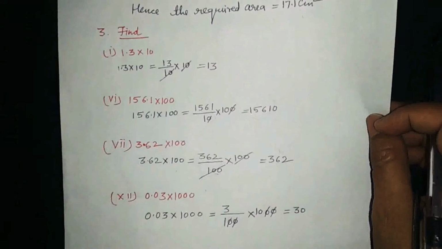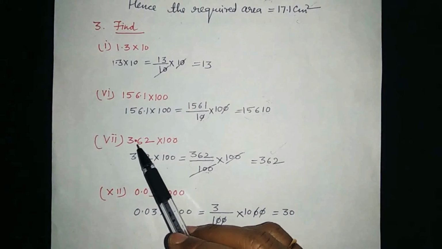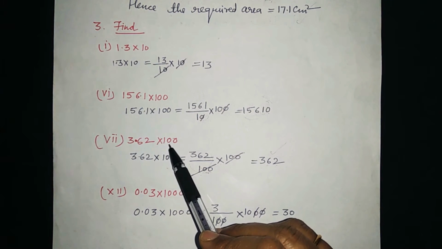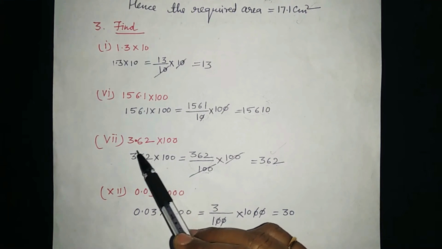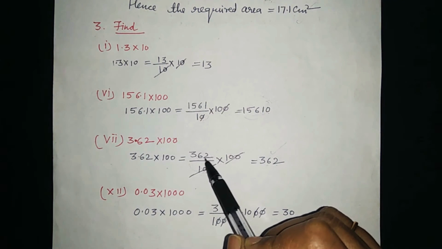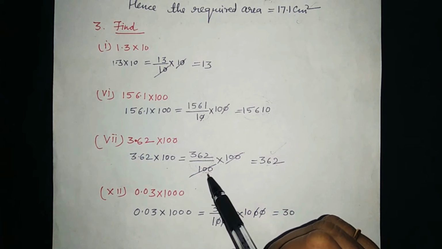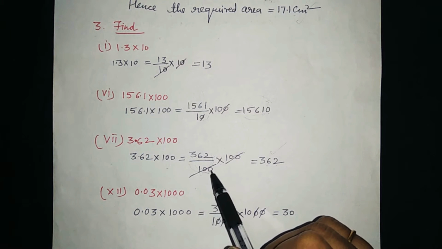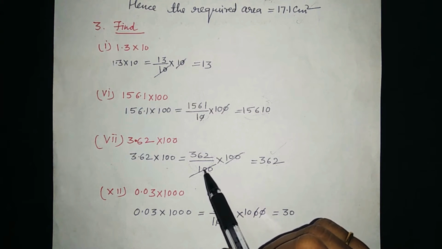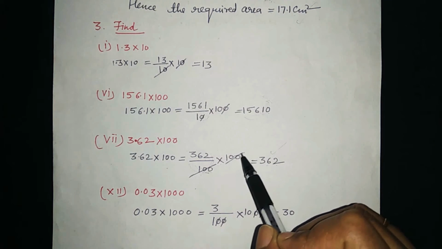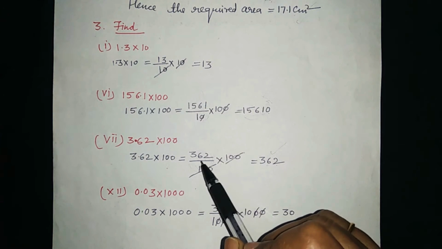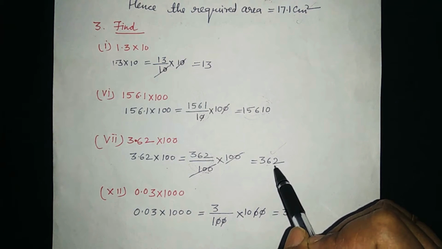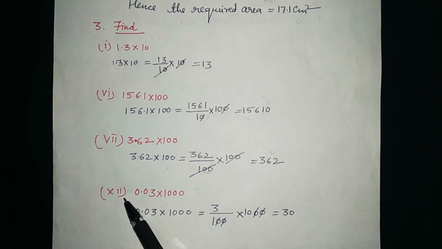Now see the seventh part. In the seventh part, 3.62 we have to multiply by 100. 3.62 in fractional form, 362 upon 100, because after decimal you can see 2 digits. So here you will write 100 and 100 has 2 zeros. Into 100, 100 and 100 will be cancelled out and here 362 will come. 362 into 1, 362. Now see the 12th part of the question.